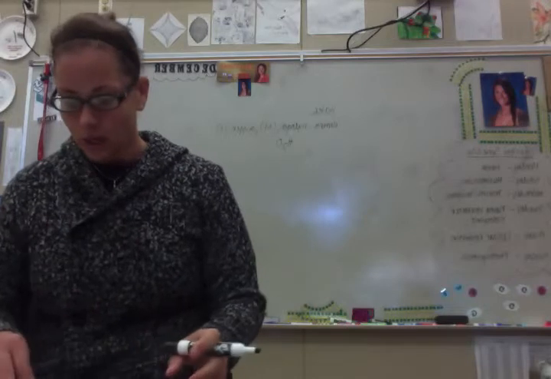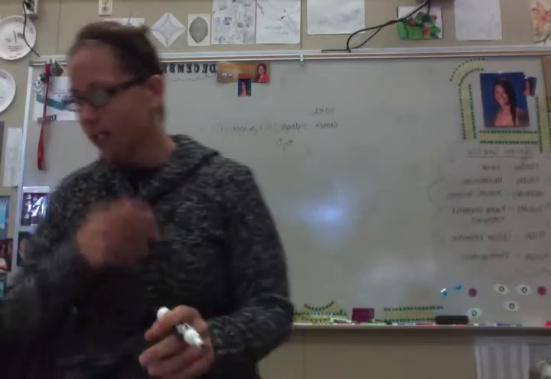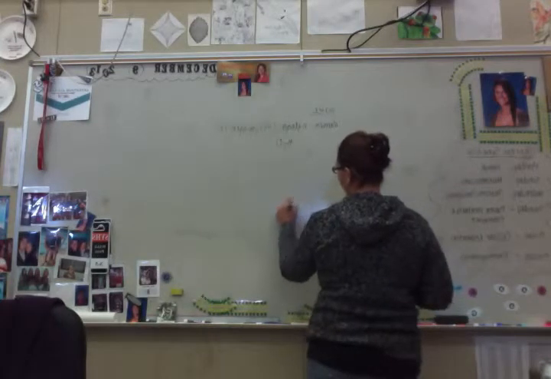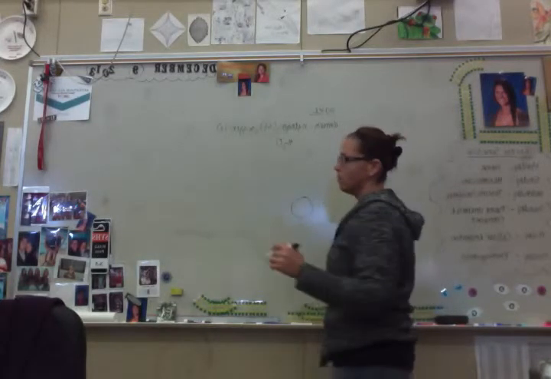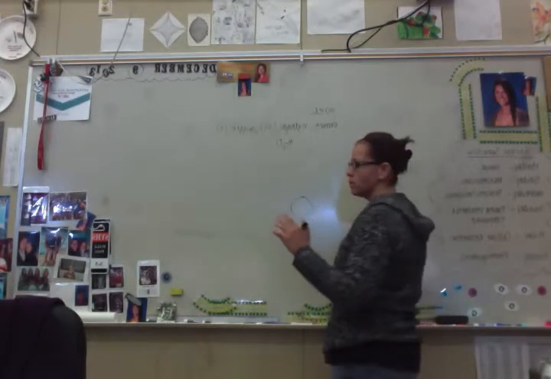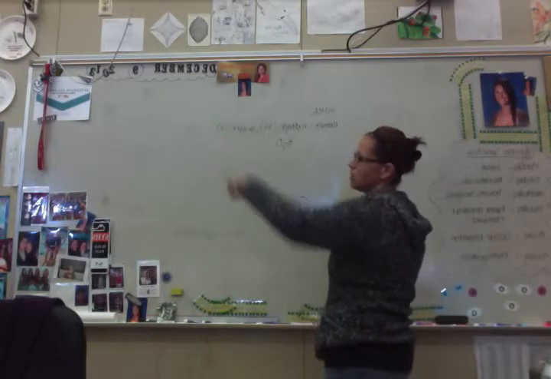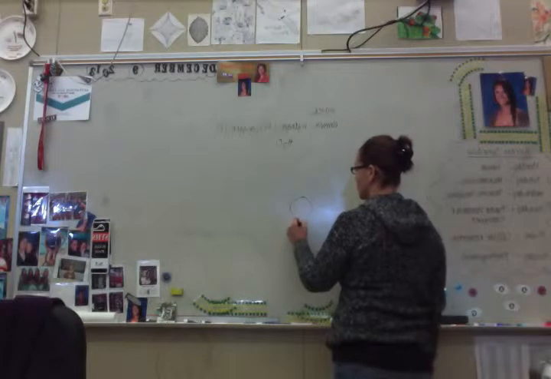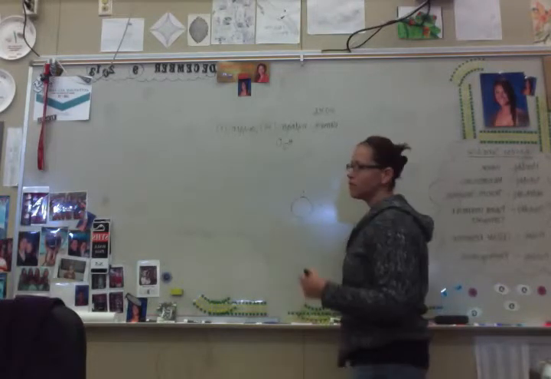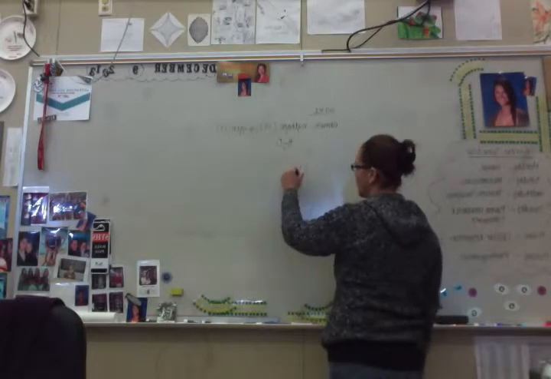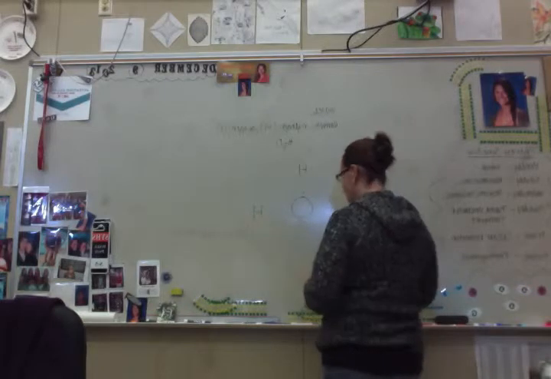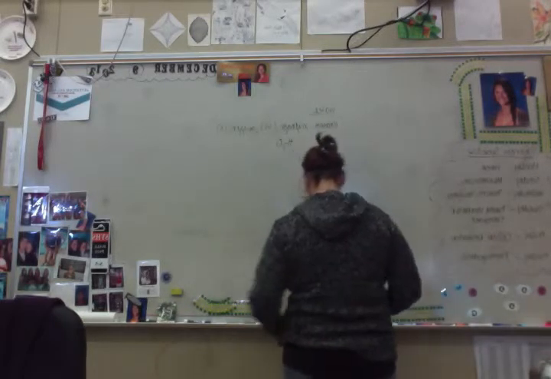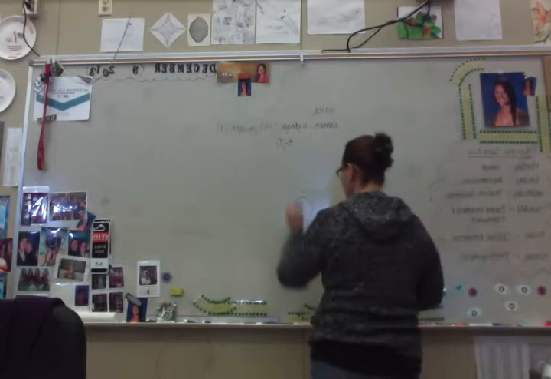All right, so the structure of water is, we have oxygen, which has how many valence electrons? 6. Right, it has 6 valence electrons. Hydrogen has how many? 1. Hydrogen has 1 valence electron.